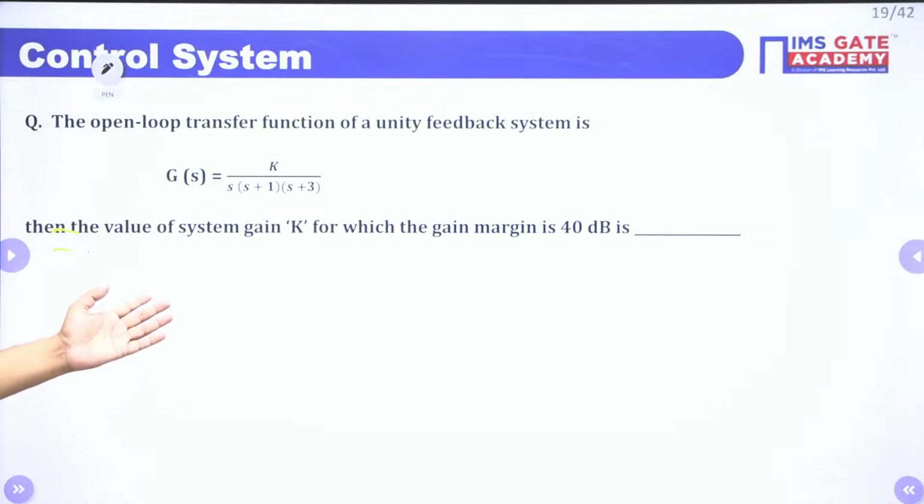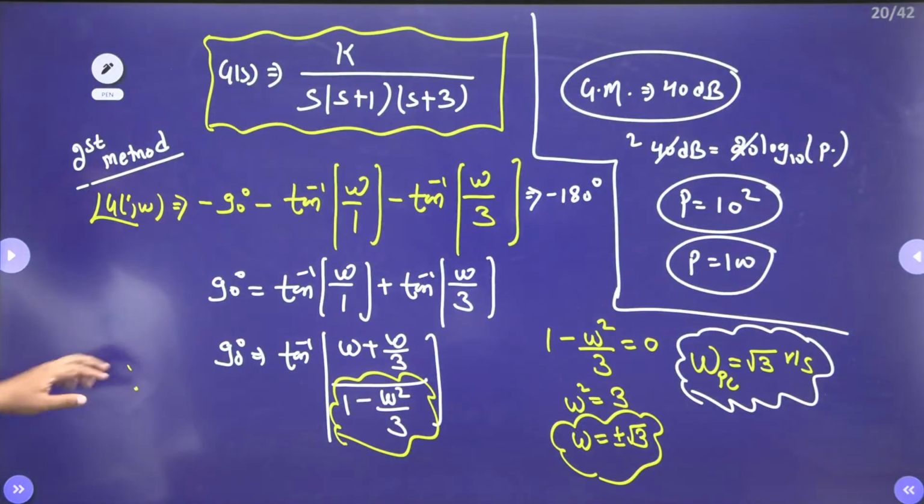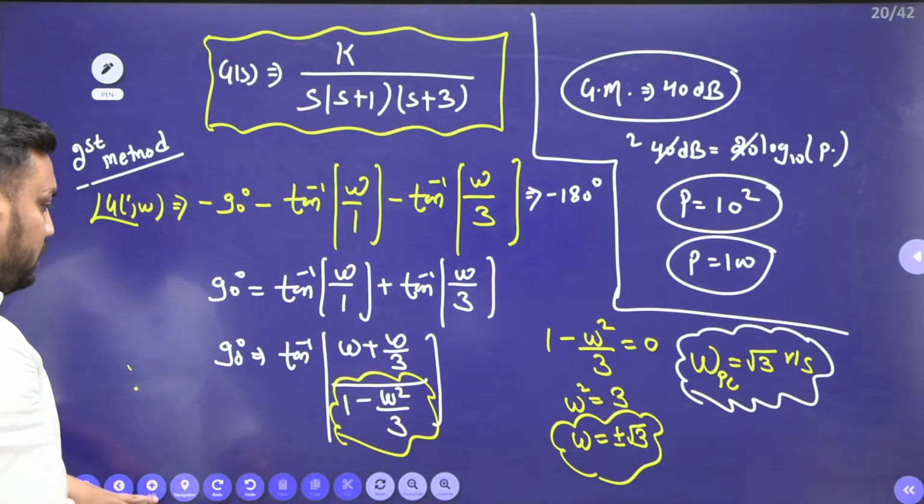The examiner is asking: the gain margin is already given to you, and the examiner is asking for the value of gain K for which the gain margin holds. Okay, so tell me, guys, what will be the gain margin according to you?